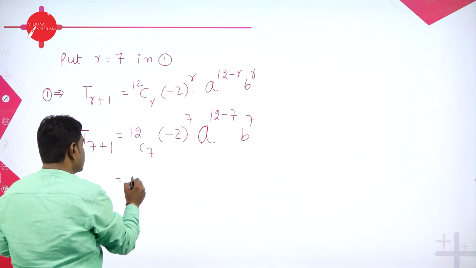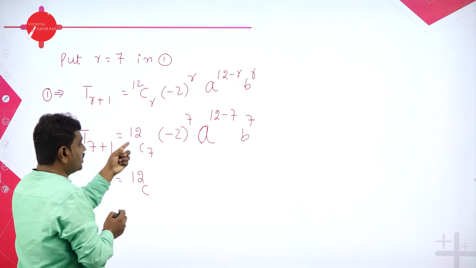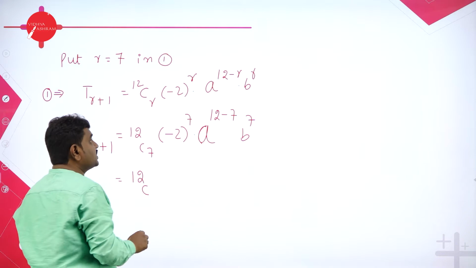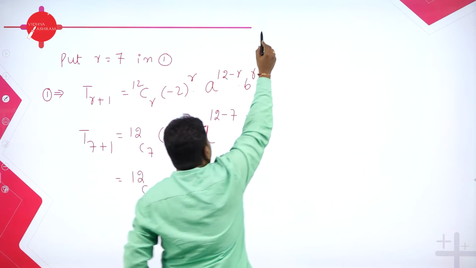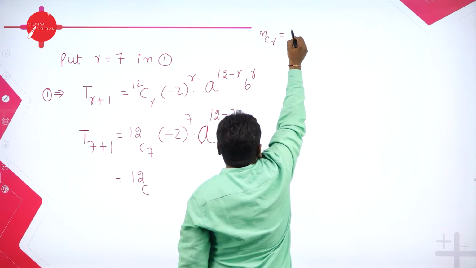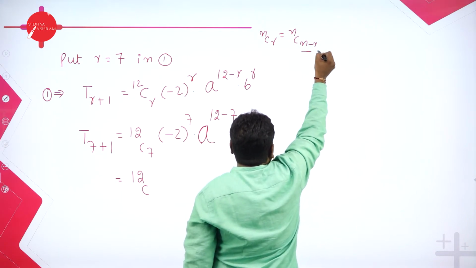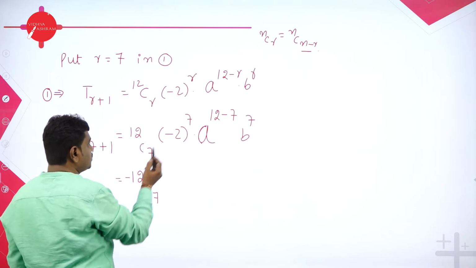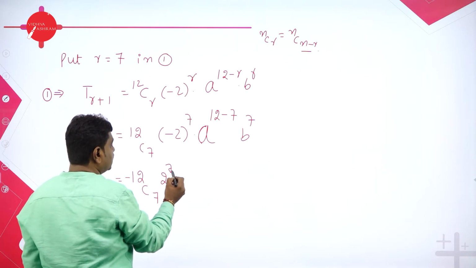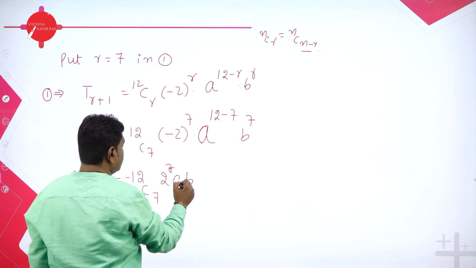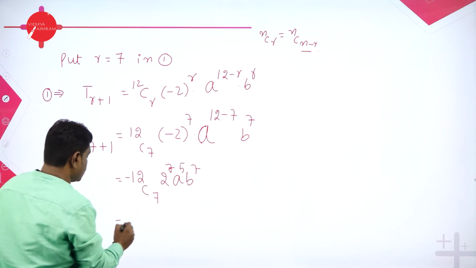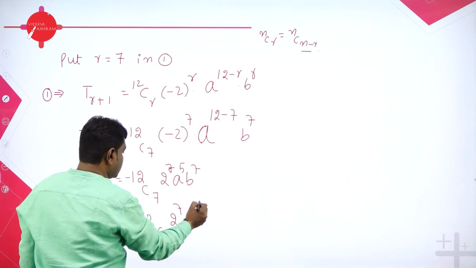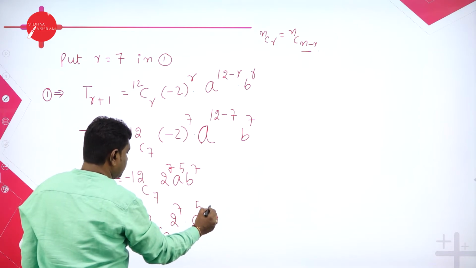So now simplify this. 12C7 can also be written as 12C(12 minus 7). In mathematics, remember this basic: nCr can be written as nC(n minus r). Later, to calculate, we'll use all those things. Let it be. Minus power odd number becomes minus. Minus I'll write outside, and 2 power 7 I'll write. And here a power will become 5 and b power will become 7. So I have minus 12C7 2 power 7 a power 5 b power 7. Dear students, b power 7.